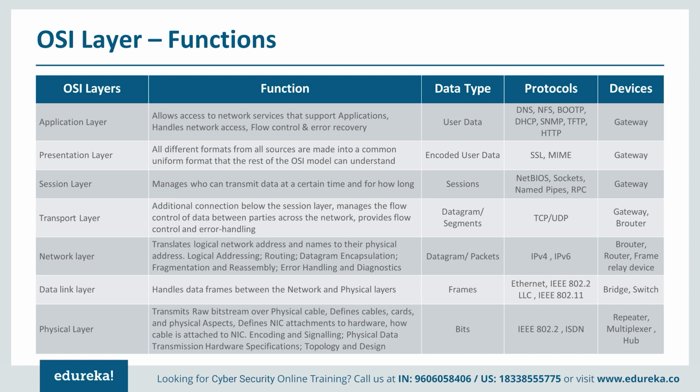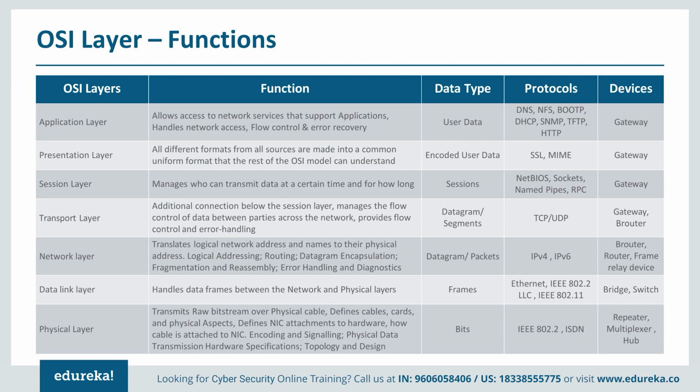The presentation layer works on SSL, secure socket layer, and MIME, and the session layer uses NetBIOS, sockets, named pipes, and RPCs. These are the relay protocols. NetBIOS is similar to DNS, wherein it identifies a resource by name to an IP address, or an IP address to the names. And all these three layers, application, presentation, and session, have the gateway device alone.